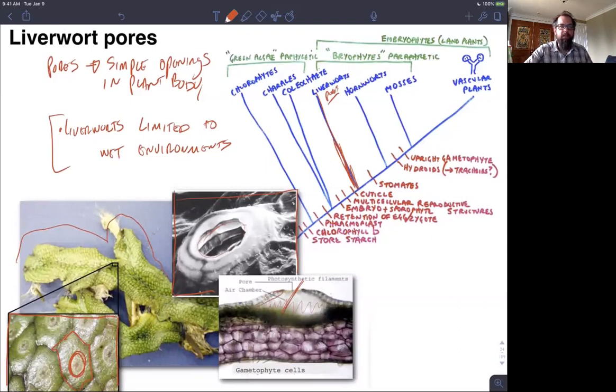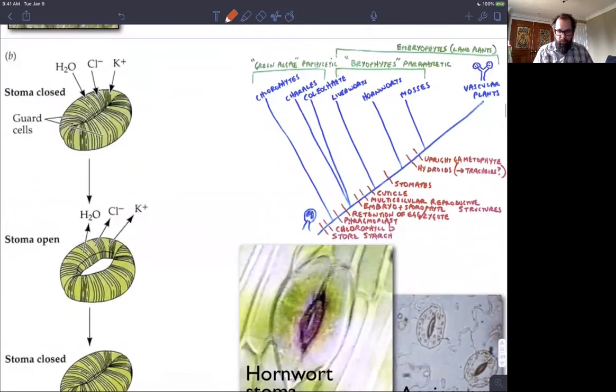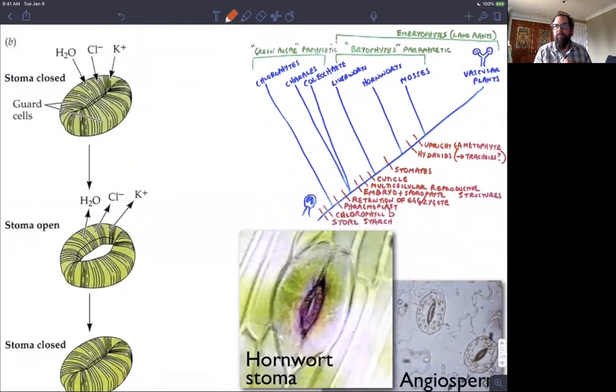And how are stomata different than these simple pores in the plant body? Well, they have a bit of a different structure and a bit of a different physiology in terms of the way that they work. And so hornworts and mosses with their stomata, and all of vascular plants with their stomata. So remember, stomata evolve here. That means everything in this monophyletic group, hornworts, mosses, and vascular plants all have stomata. And they all work very similar to each other.